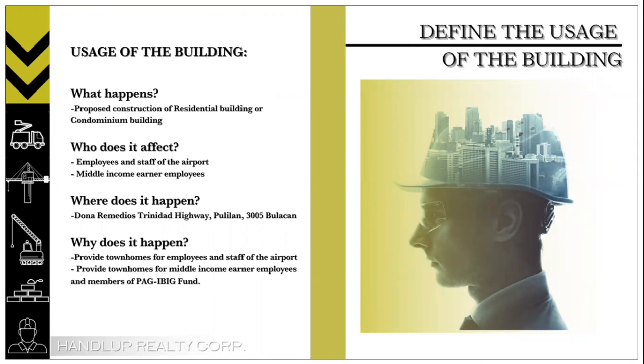So we thought of building a condo building for the employees and staff of the airport coming from faraway places. Also, we want to dedicate it to middle-income earner employees and members of Pag-ibig Fund so that they can loan through Pag-ibig Housing. In simplest terms, we would like to build a condominium building to provide townhomes for employees and staff of the New Manila International Airport in Bulacan, and also for middle-income earner employees and members of Pag-ibig Fund. This building will be located in the nearby town at Doña Remedios Trinidad Highway, Pulilan, 3005 Bulacan.